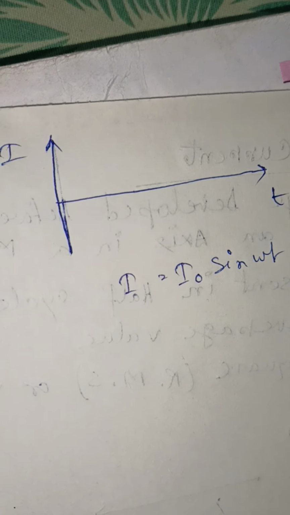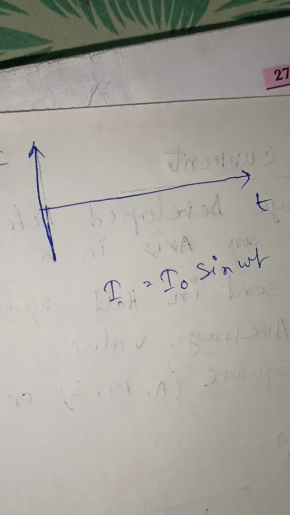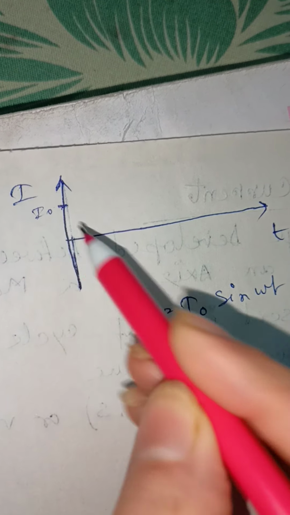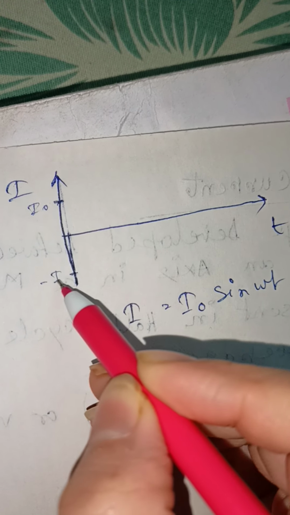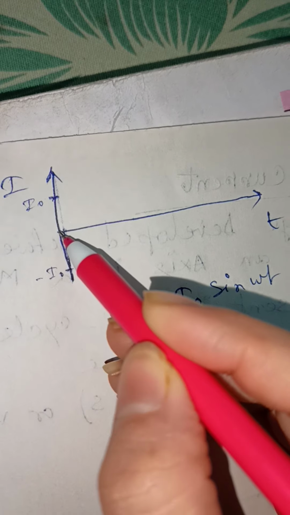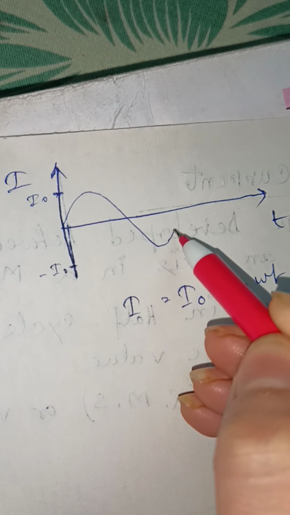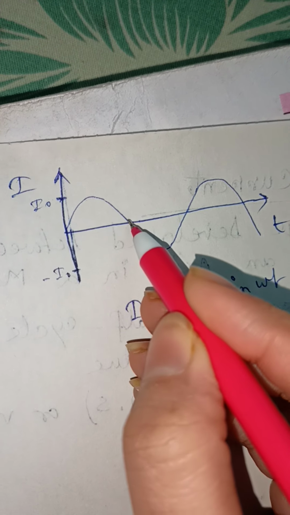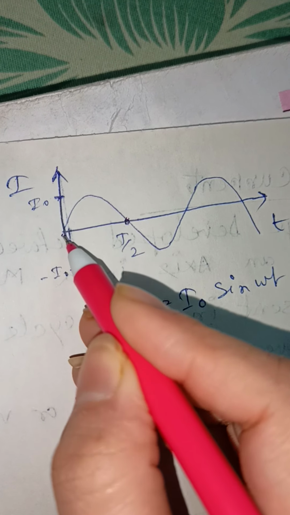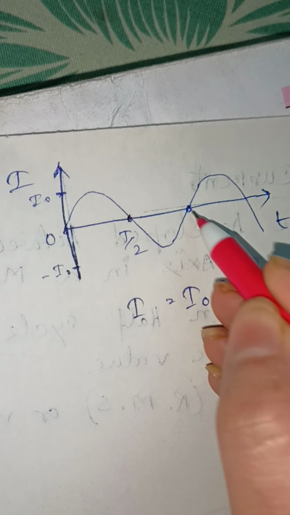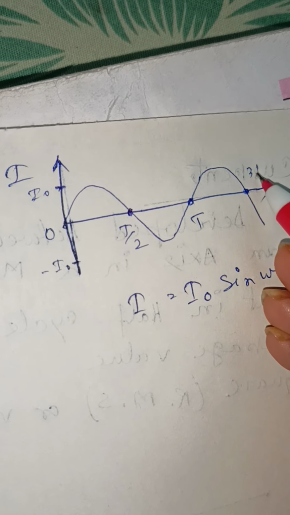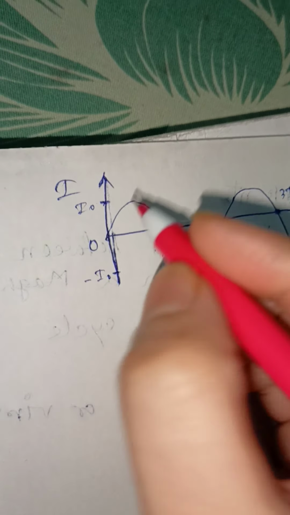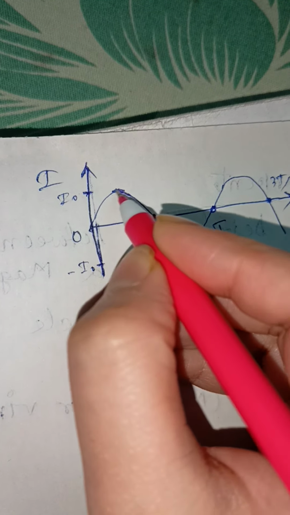What is I naught? I naught is the maximum current passing through this circuit which is connected to that AC source, right? So suppose this one is I naught and this one is minus I naught. Now we know that this is a sine wave, so the wave looks like this. This point is T by 2. This one is 0, this one is T, this one is 3T by 2. Here this is I naught, the peak value of current.